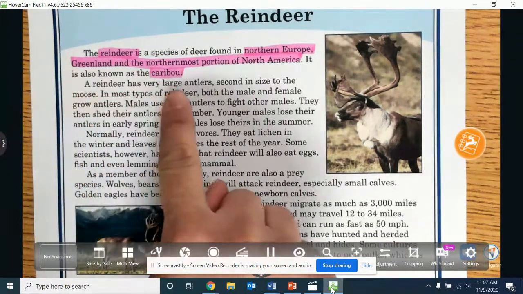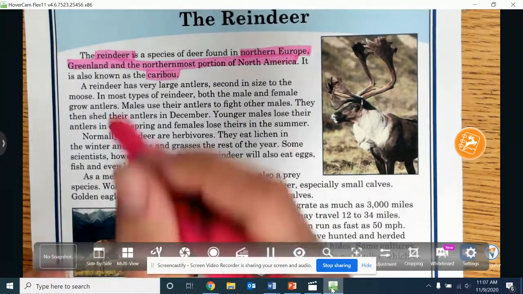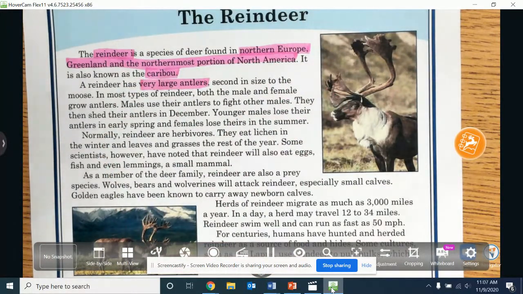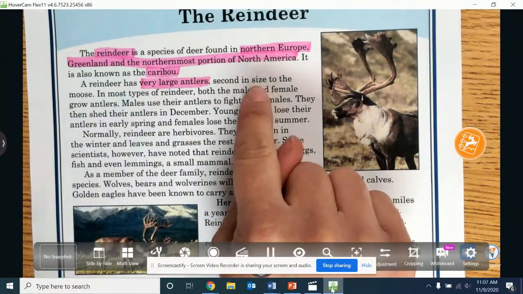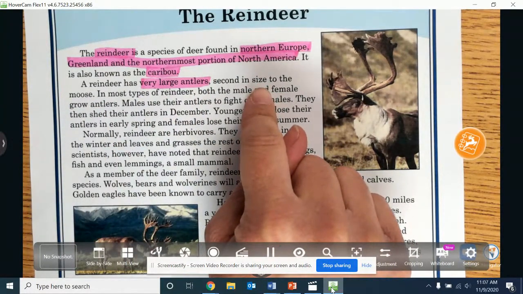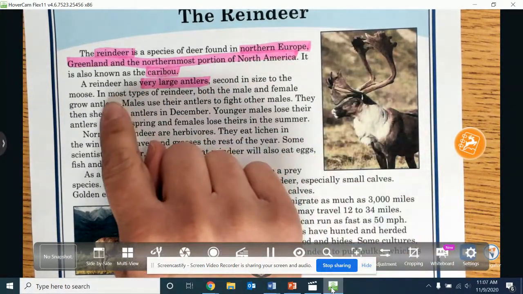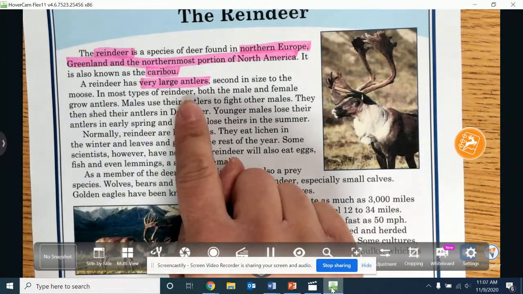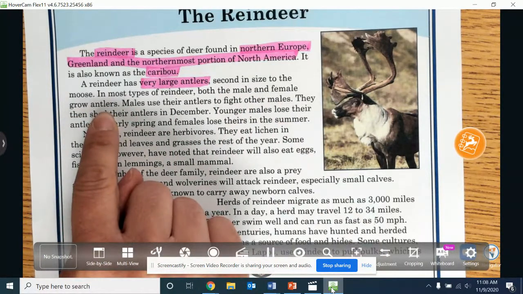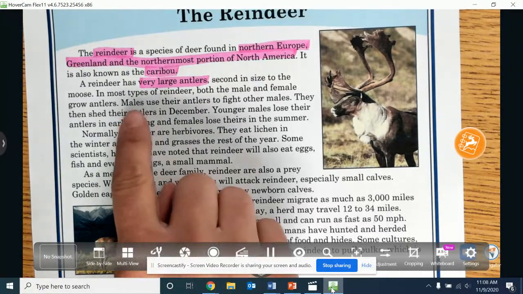A reindeer has very large antlers, second in size to the moose. So I'm going to highlight: reindeer have large antlers. It says second in size to the moose. That means the moose's antlers are bigger than the reindeer's, but the reindeer is in second place after the moose. Most types of reindeer, both male and female, grow antlers. So not just the males, but the females also grow antlers.